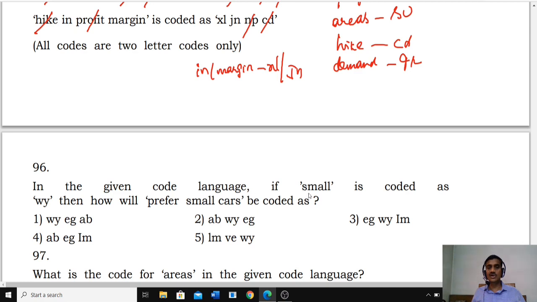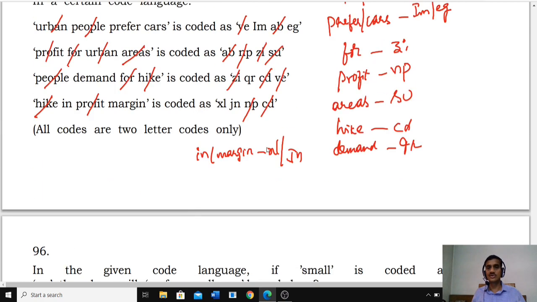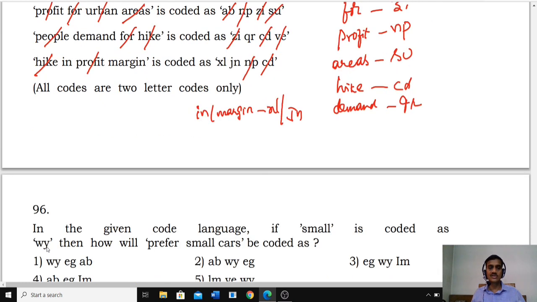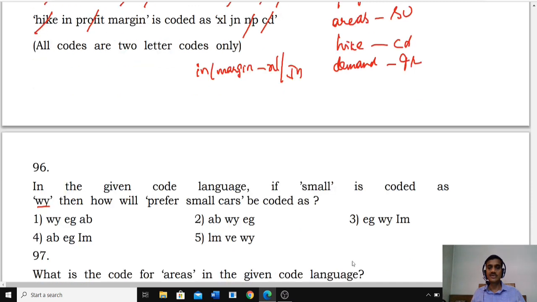In the given code language, if small is coded as WY, then prefer small cars. Prefer cars is IM EZ. Along with that, what should there be? WY. IM EZ WY. Choice 3 is the answer.